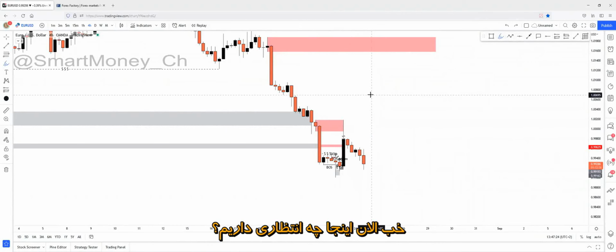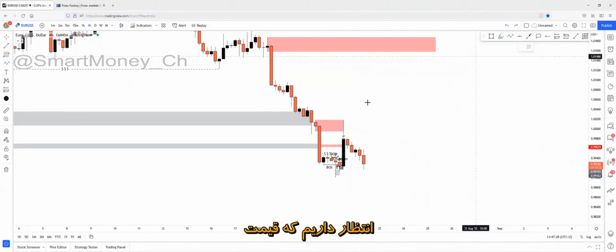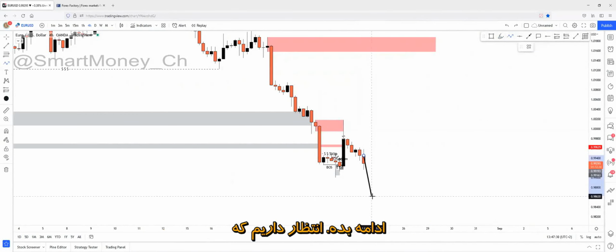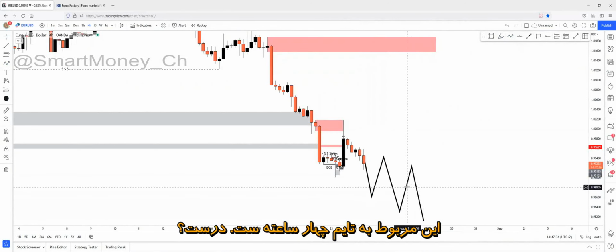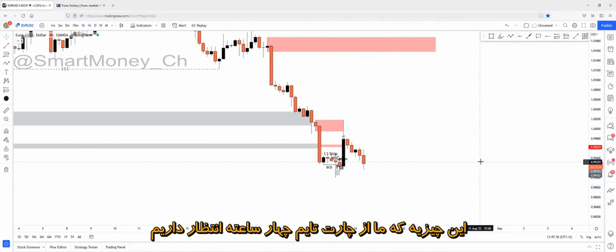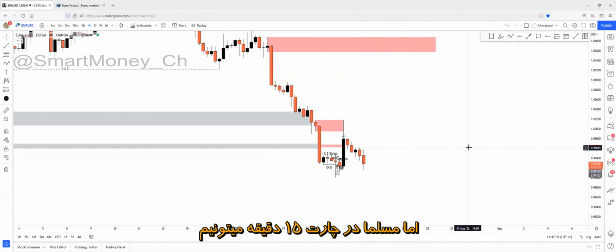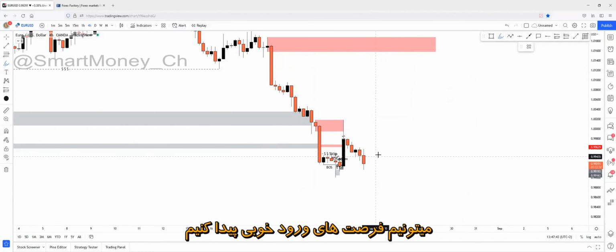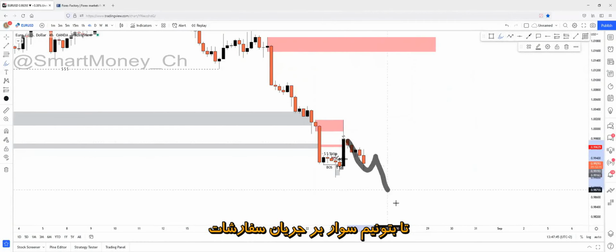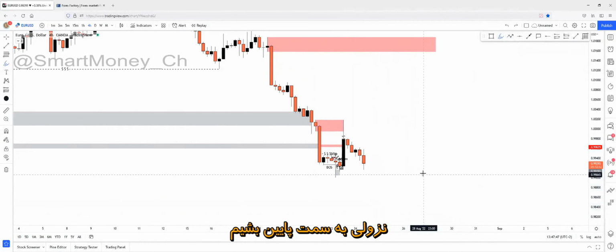And yeah, what can we expect from here? What can we expect from this situation? We can expect that price will continue the structure breaking movement to the downside. We can expect the bearish order flow continuation. This is on the 4-hour chart, right? This is what we can expect in the 4-hour chart. But of course, on the 15-minute chart, we'll be able to find good entry opportunities, combined with the 1-minute chart, of course. We'll be able to find good entry opportunities to ride this bearish order flow to the downside.